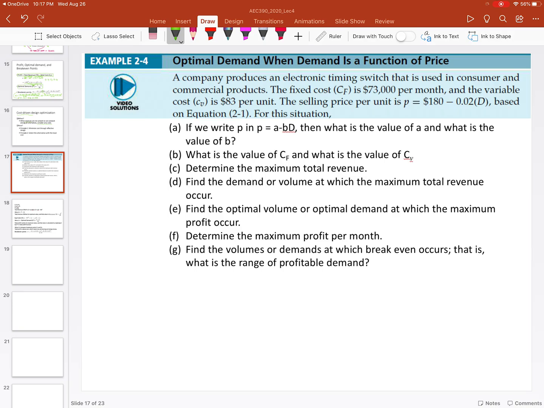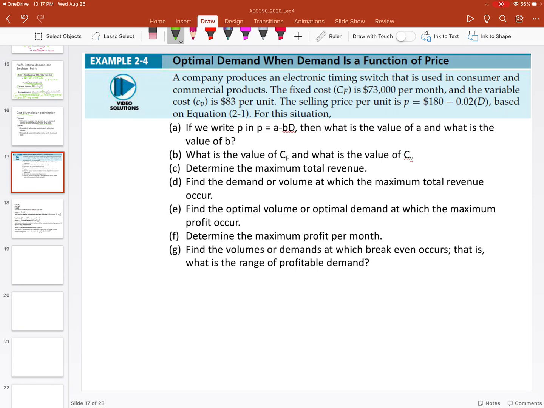Okay, now let's do this example together. This is a very important example, okay? So you need to understand every step. This is actually the same example we have seen before, okay?